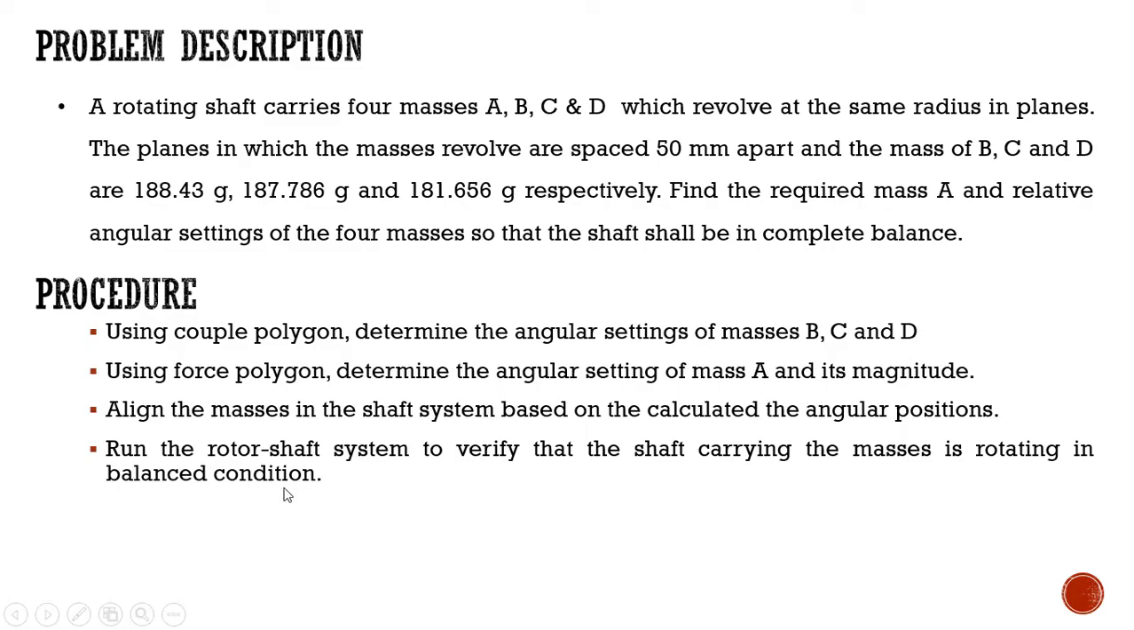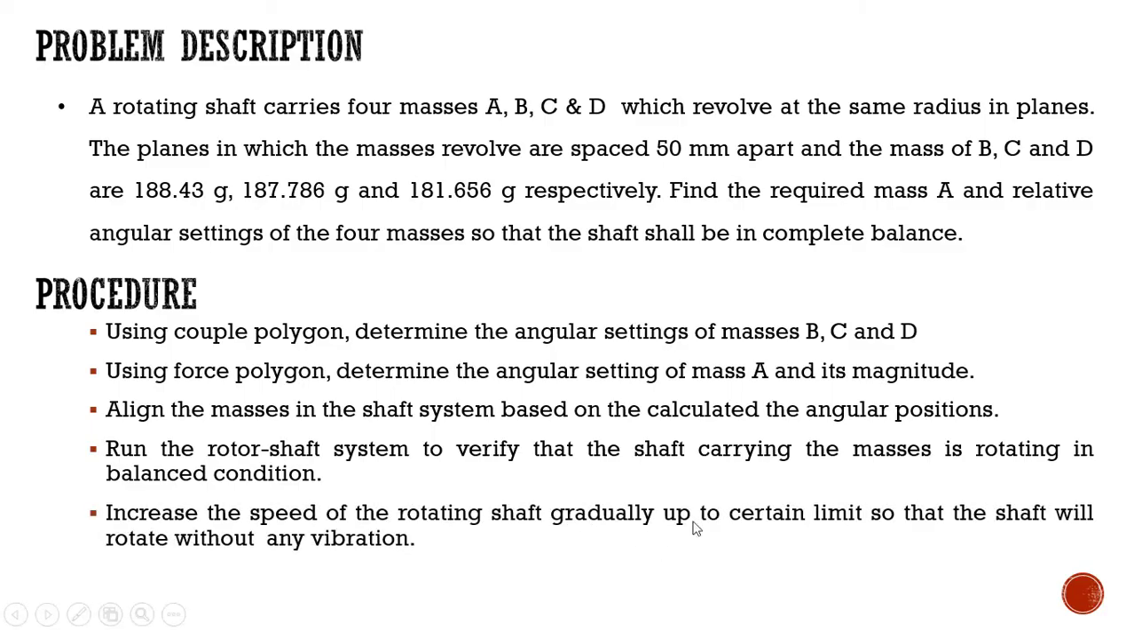Finally, we are going to run the rotor shaft system to verify whether the shaft is balanced or not. We are going to rotate this shaft, gradually increasing its speed to a certain limit until we observe some vibration. Once we start observing vibration and noise in the system, we are going to record the corresponding speed. So we are going to calculate the maximum speed up to which we can operate the given system so that it will not vibrate due to unbalance.